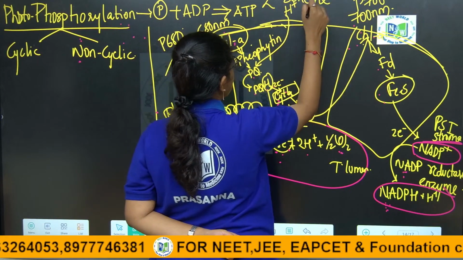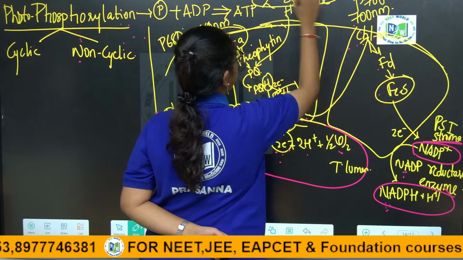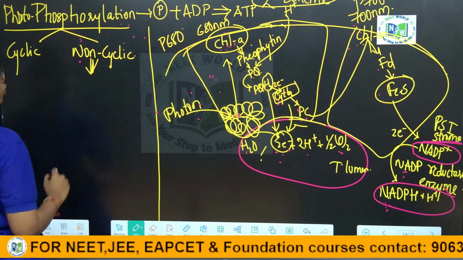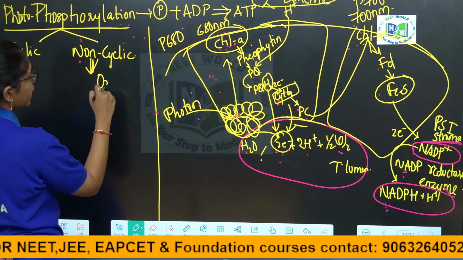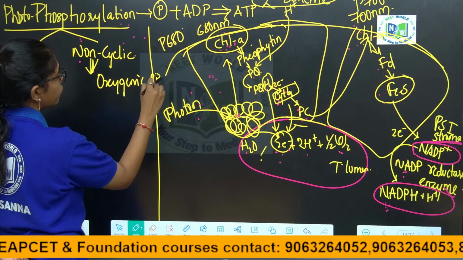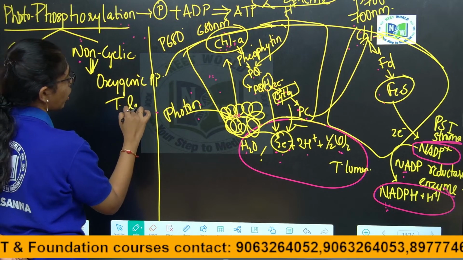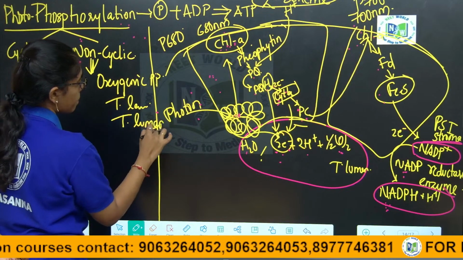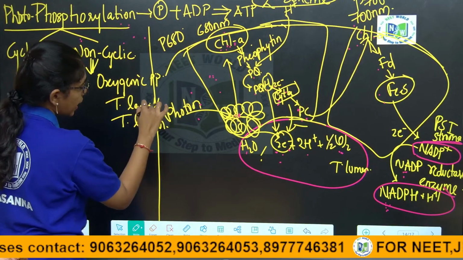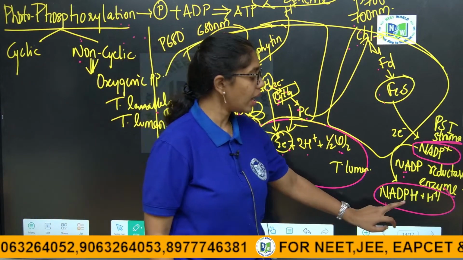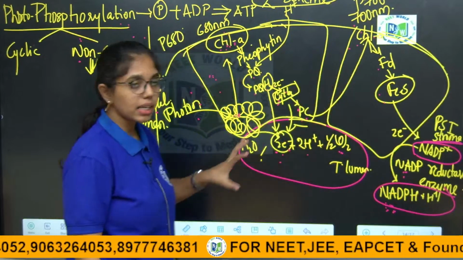This is also called the Z scheme. Clear? Now, non-cyclic photophosphorylation is conducted in oxygenic photosynthesis, that is in thylakoid lamellae and thylakoid lumen, and NADPH is formed in the stroma. Till here is this clear?